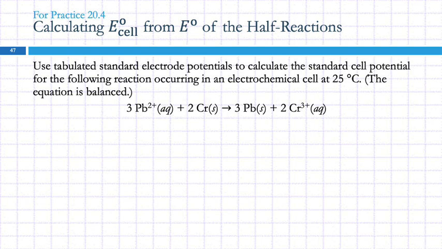Okay, so let's calculate. Use tabulated standard electrode potentials to calculate the standard cell potential for the following reaction occurring in an electrochemical cell at 25 degrees C. The equation is balanced. So it's nice of them to tell us that. So we're going to have to look up some cell potentials here. So be thinking about what the half reactions are in there.